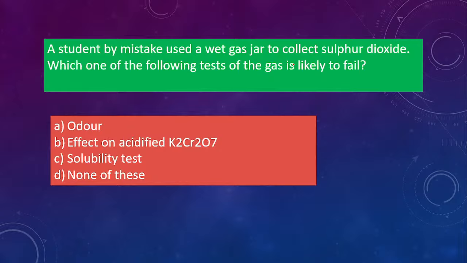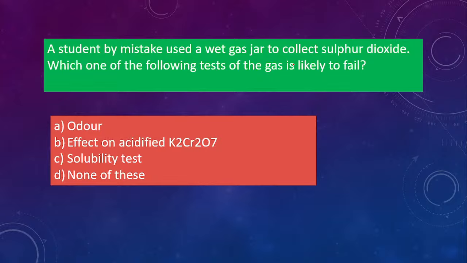D, C, A. I'm getting different answers. So you should know the properties of sulfur dioxide gas. Which test will fail? All these are different tests. The K2Cr2O7 potassium dichromate test, that is a color change you can observe. Odor means smell. Solubility means whether the gas will be soluble or not.